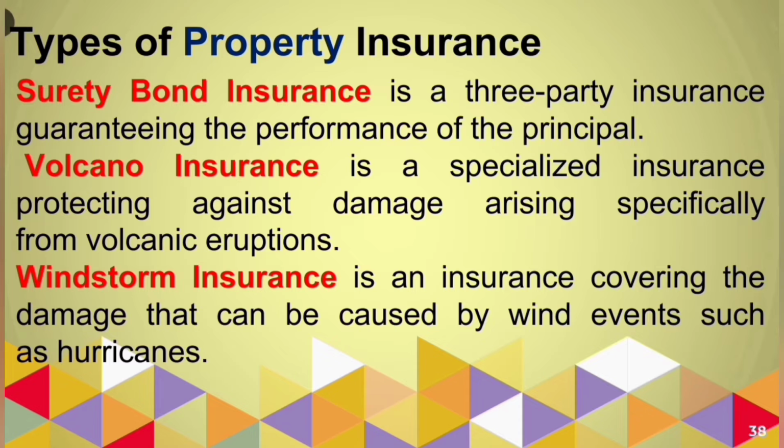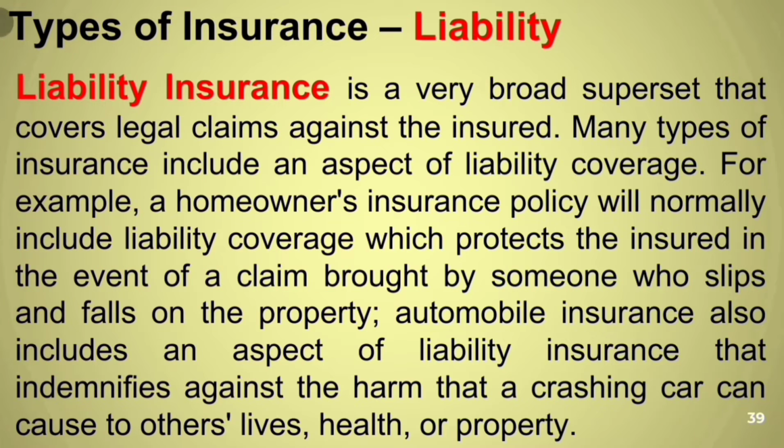Types of property insurance. Surety bond insurance is a three-party insurance guaranteeing the performance of the principal. Volcano insurance is a specialized insurance protecting against damage arising specifically from volcanic eruptions. Windstorm insurance is an insurance covering the damage that can be caused by wind events such as hurricanes. Types of insurance. Liability. Liability insurance is a very broad superset that covers legal claims against the insured. Many types of insurance include an aspect of liability coverage.